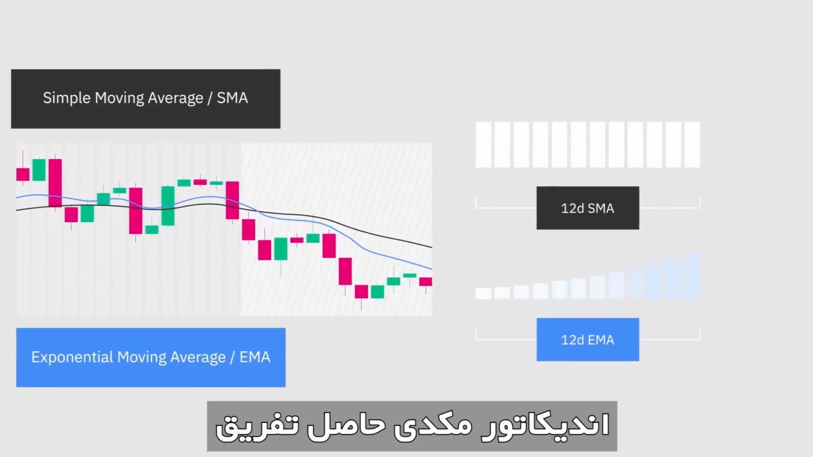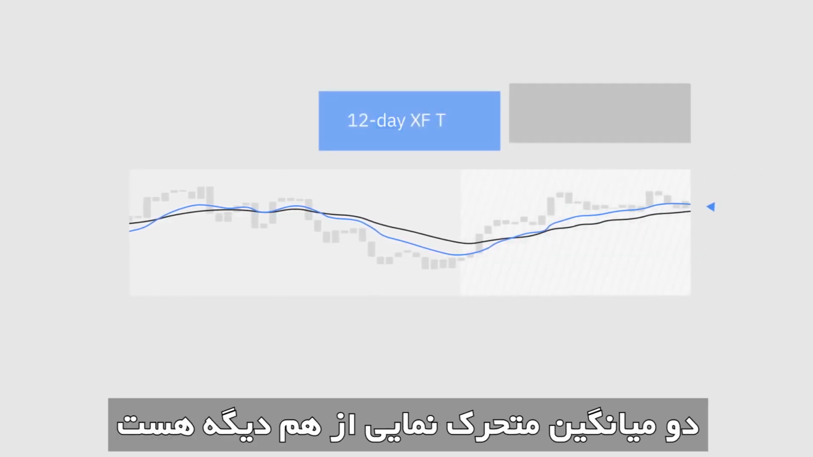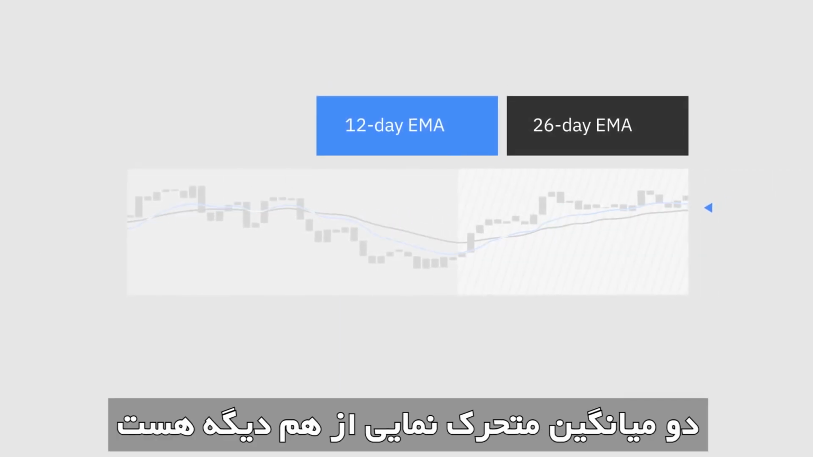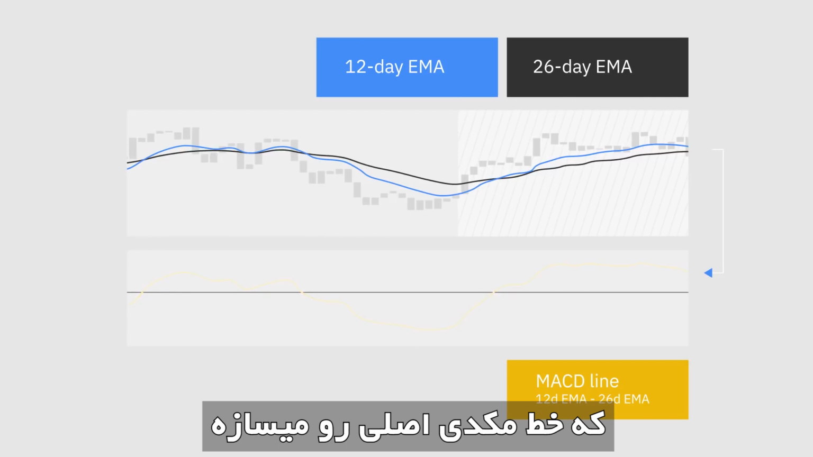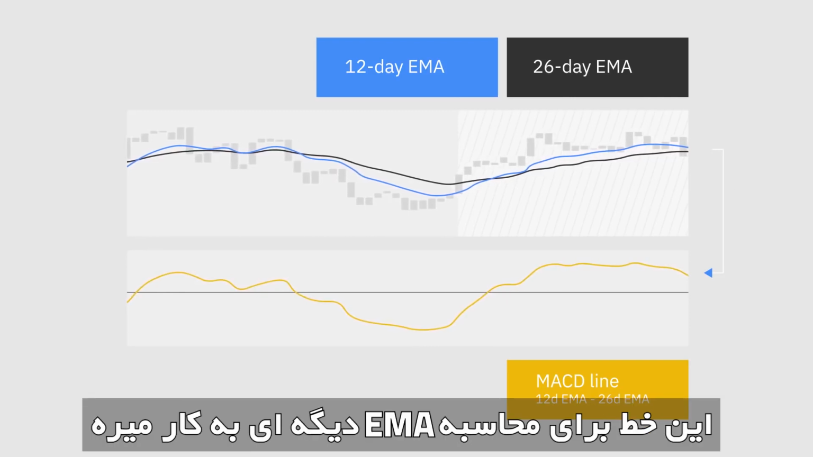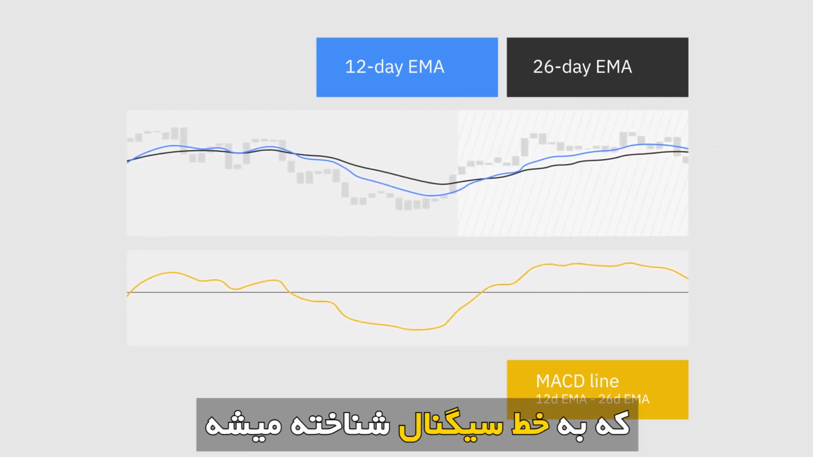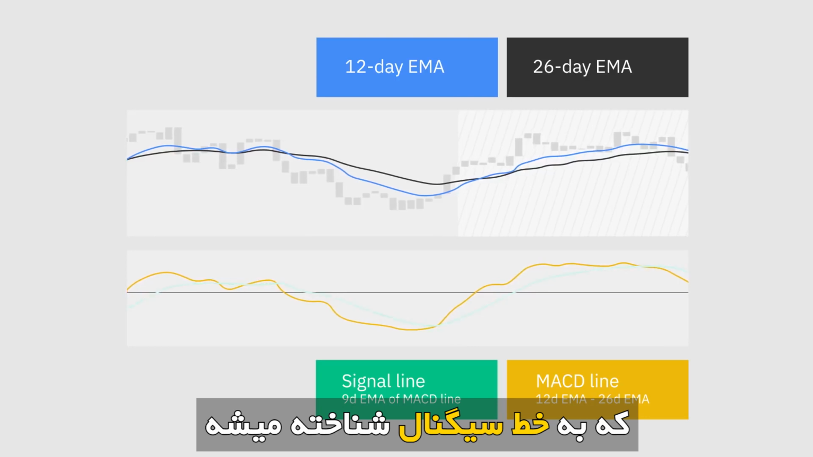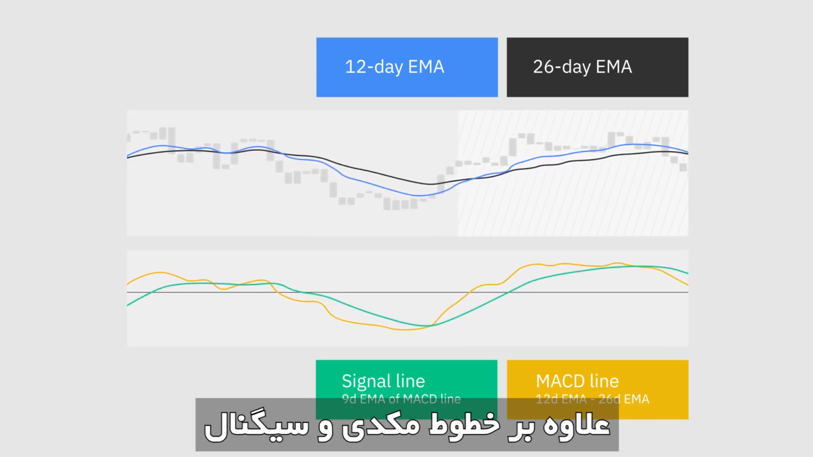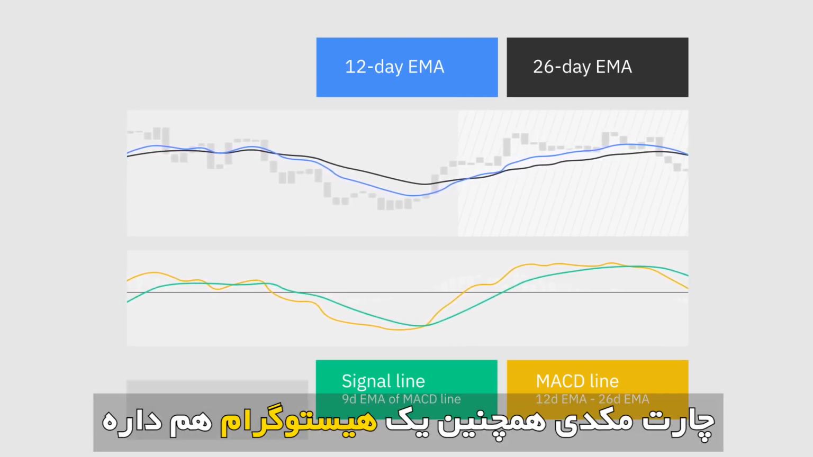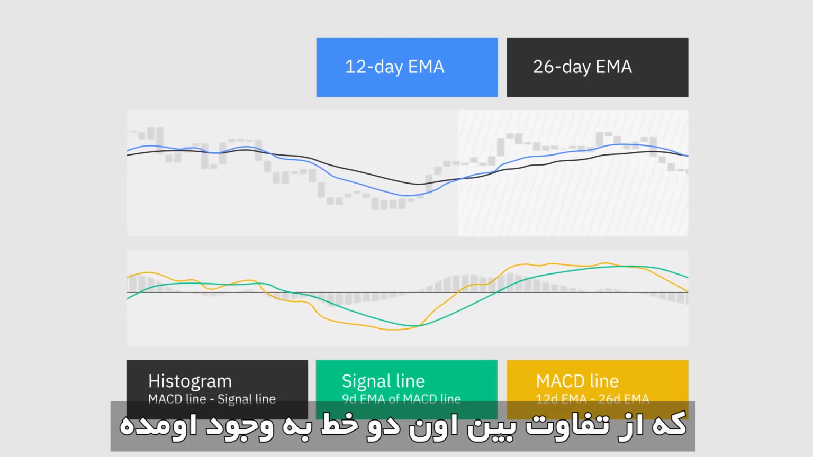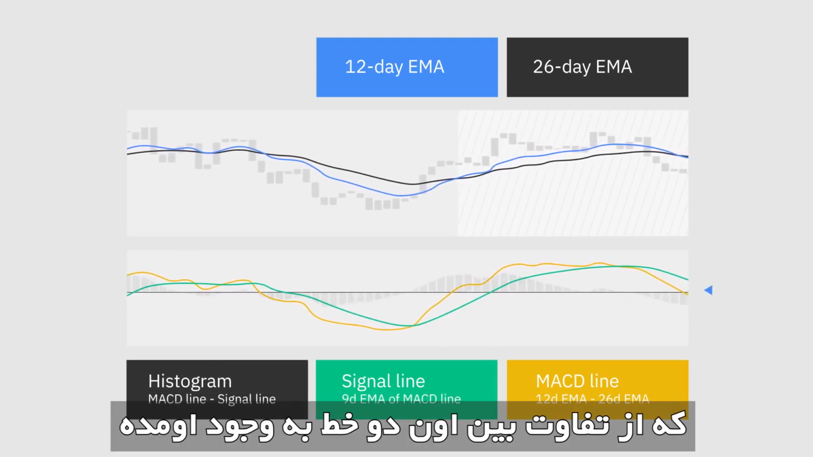The MACD indicator is calculated by subtracting two exponential moving averages to create the main MACD line. This line is then used to calculate another EMA that is referred to as the signal line. In addition to the MACD and signal lines, the MACD chart also has a histogram, which is generated based on the differences between those two lines.